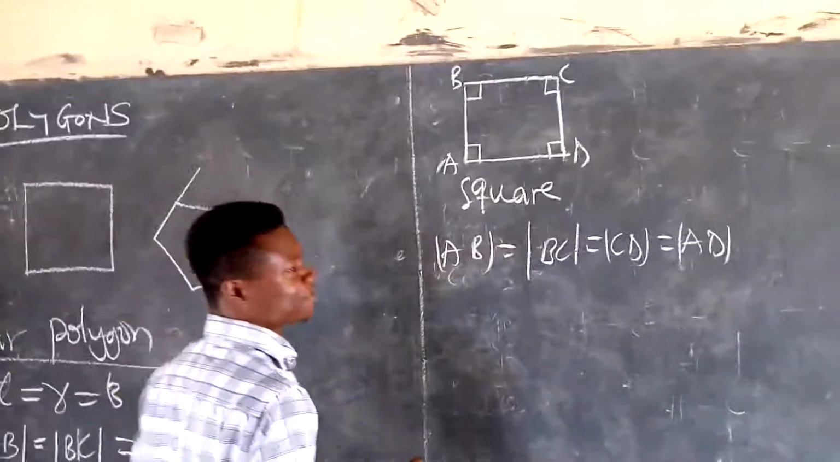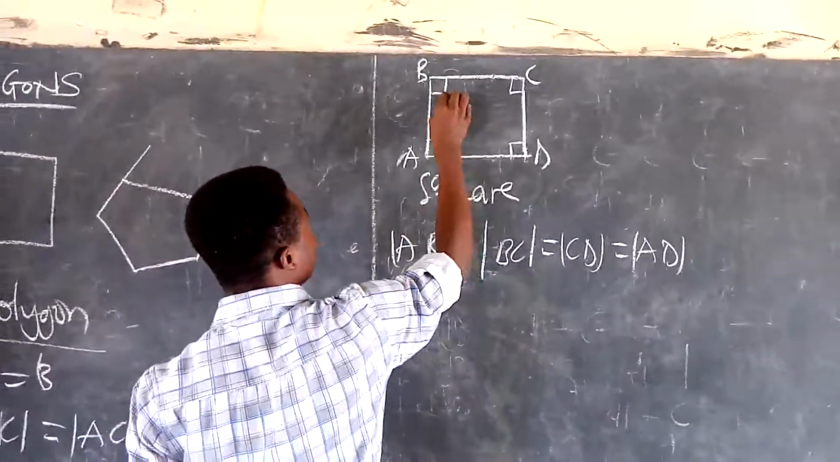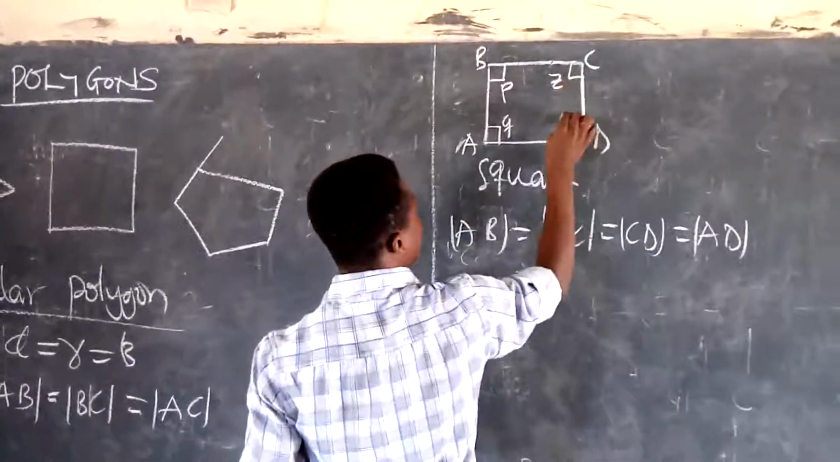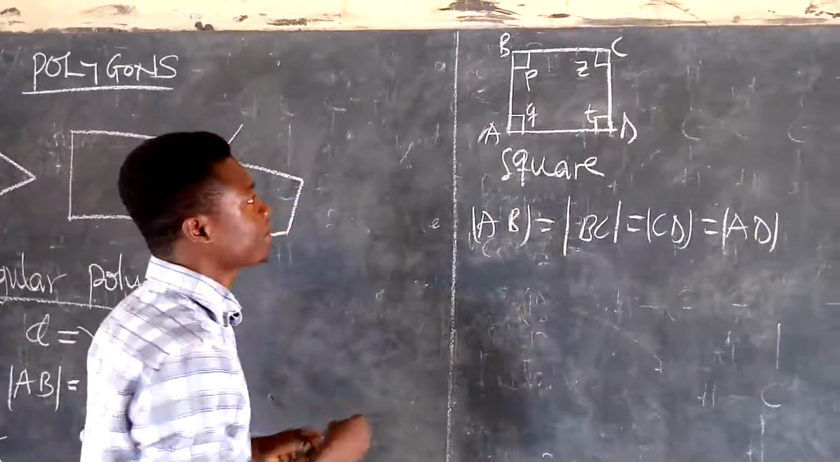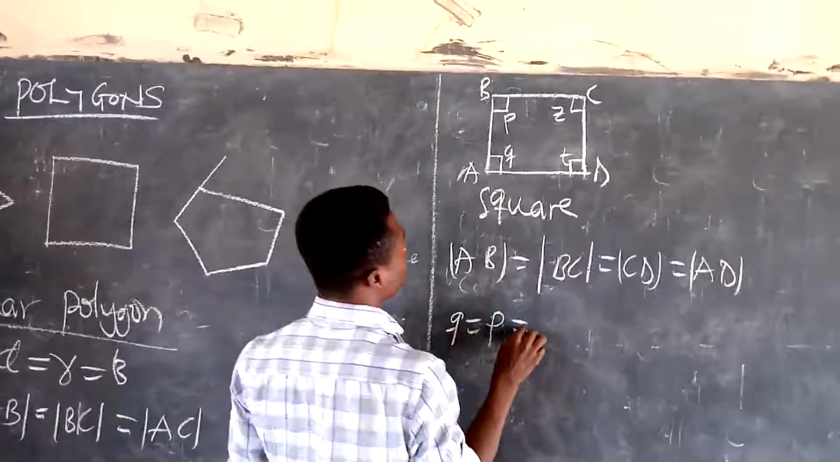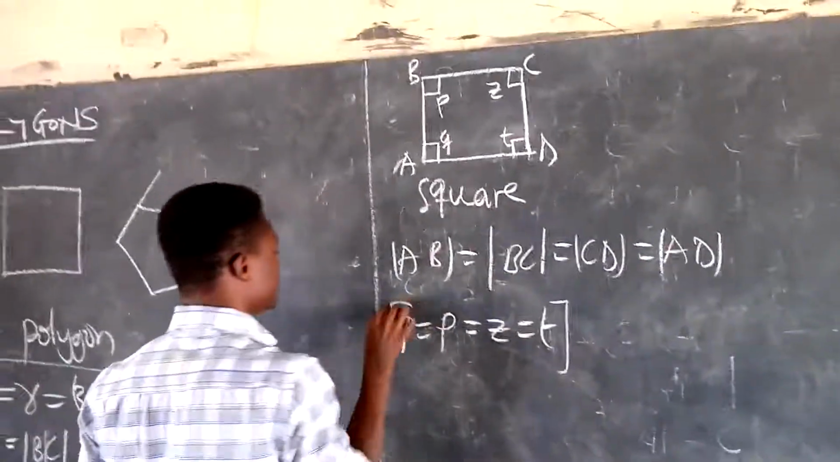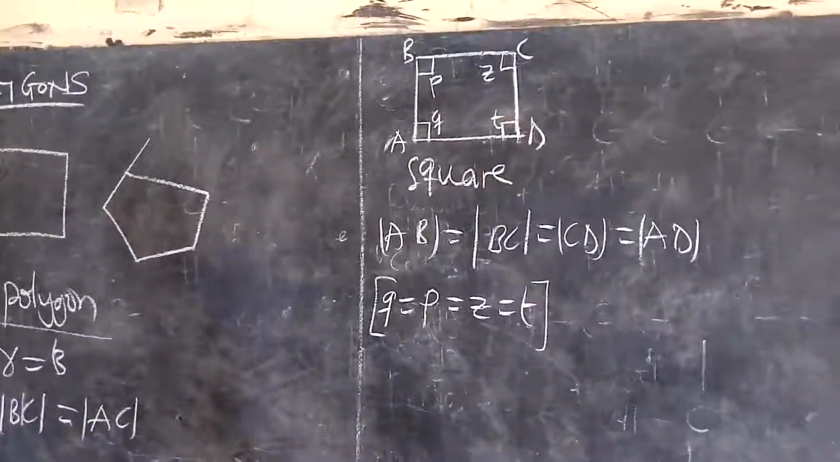And then the interior angles, let's say this angle is angle P, this is Q, this is Z, and this is T. So for this to be a regular polygon, Q should be equal to P, equal to Z, equal to T. The angles should be the same to qualify as a regular polygon.